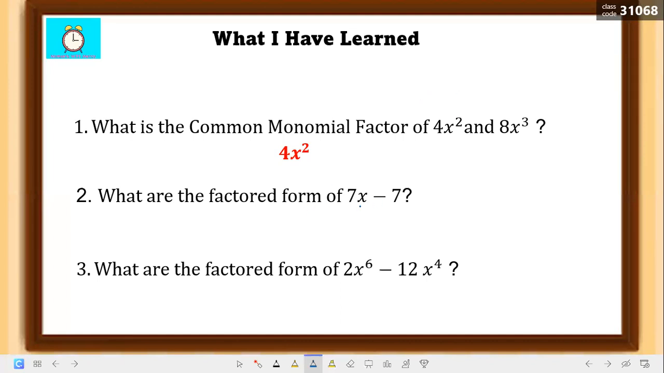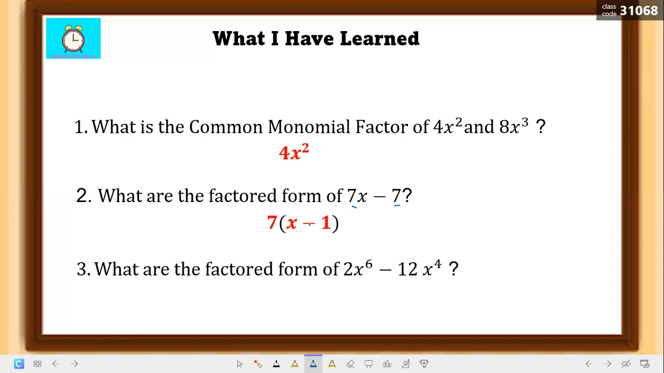O, anyone? Ano yung common muna sa kanila? Ano yung meron sa first term at second term? 7 po. Okay. Ano yung nasa labas ng parenthesis? 7 po. Ano yung nasa loob ng parenthesis? X negative 1 po. Okay, very good. So that is correct. So therefore, 7 yun yung common, yung factor niya is x minus 1, kasi pag minultiply mo yan, babalik ka dito sa given. Okay, let's have number 3.